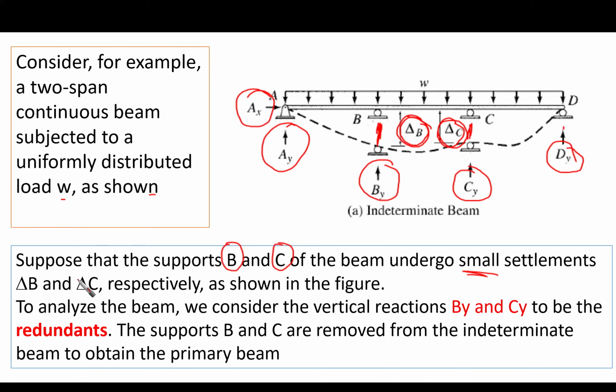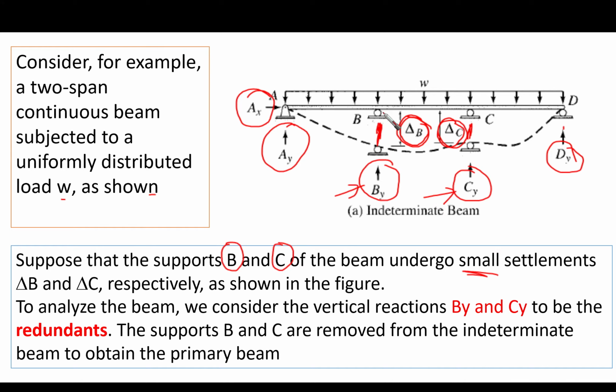So delta B and delta C, respectively, as shown in the figure. So these are small settlements at B and at C. To analyze the beam, we consider the vertical reactions By and Cy to be redundant. So we are going to consider By and Cy as our redundants.